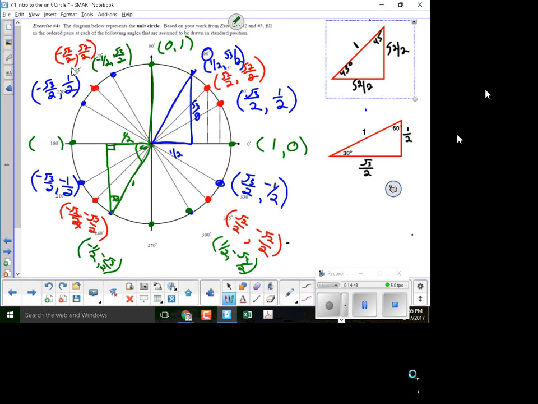Now here, same length 1, but it's negative. So it's going to be negative 1 on x and 0 for y. And here, 0 for x and negative 1 for y. So that's how you figure out those angles. You have every single angle on the unit circle now, and what the x coordinates and y coordinates are. We're going to connect that more tomorrow.